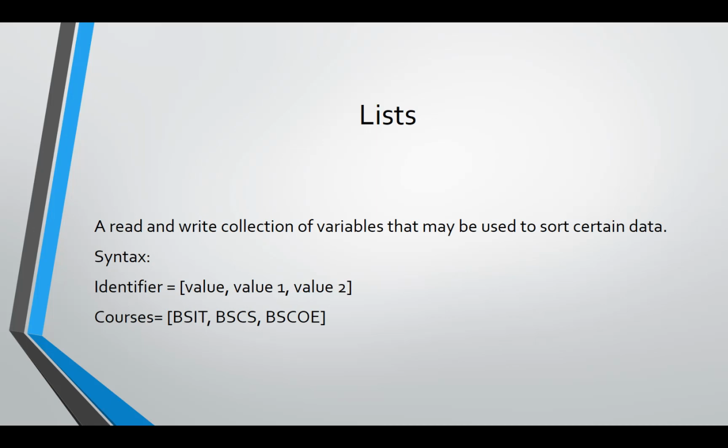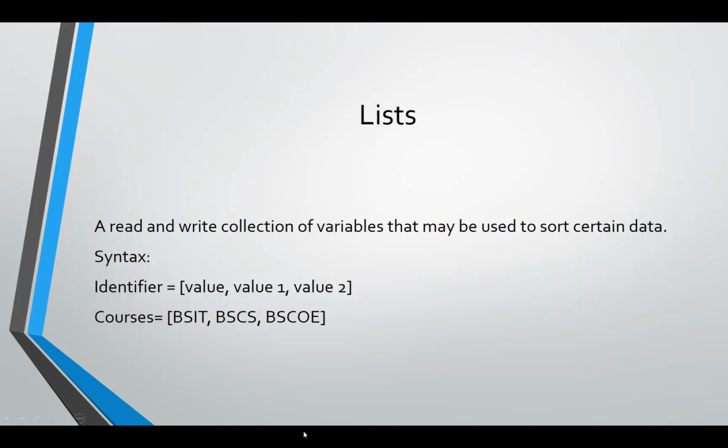But now, how to create a list. We have here the syntax: identifier equals bracket, value 1 and another value 2. The identifier is also a variable. For example, we have courses as the identifier, and its values are BSIT, BSCS, and BSCOE.